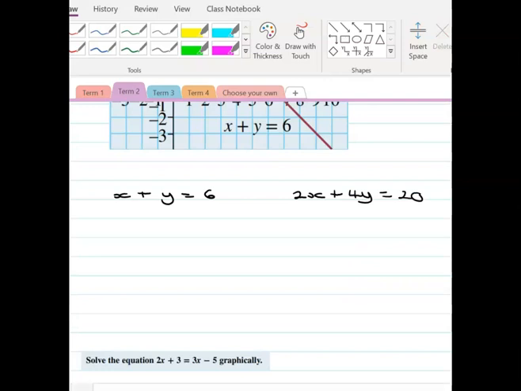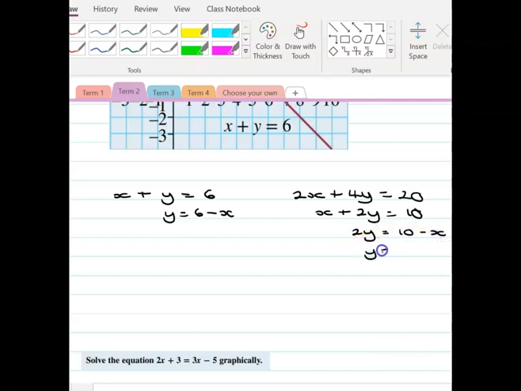So I've written the two equations down here. The first one's easy. I just subtract x from both sides, and that gives me y equals 6 minus x. This one, I need to divide everything by 2 to make it simpler for myself. So I get x plus 2y equals 10. Then I'm going to subtract x from both sides. So I get 2y equals 10, take away x.